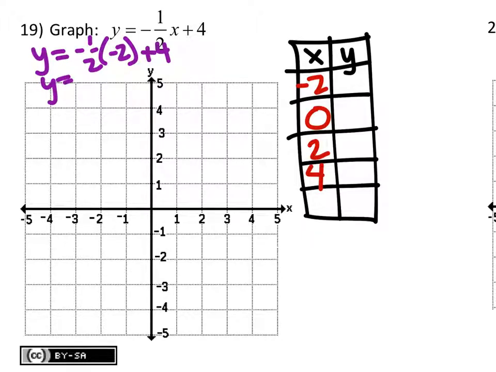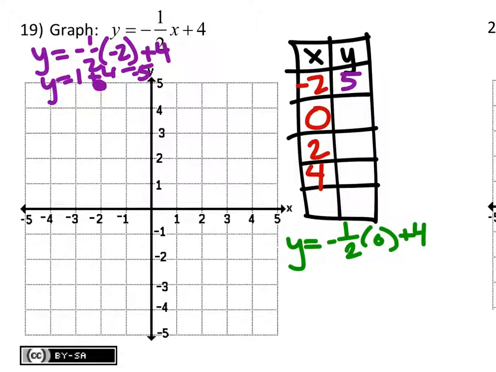So in the calculator, I can do this. -1/2 times -2 is 1 plus 4, which gives us 5. So when x is -2, y is 5. So there's our first point. Now, when x is 0, we got y equals -1/2 times that 0 plus 4. So y equals 0 plus 4. Anything times 0 is 0. So y is 4. So we have this point 0, 4.